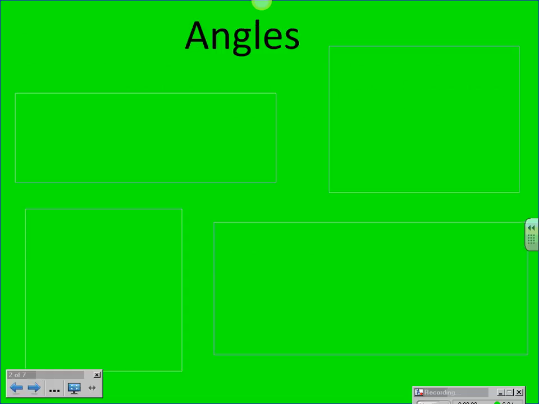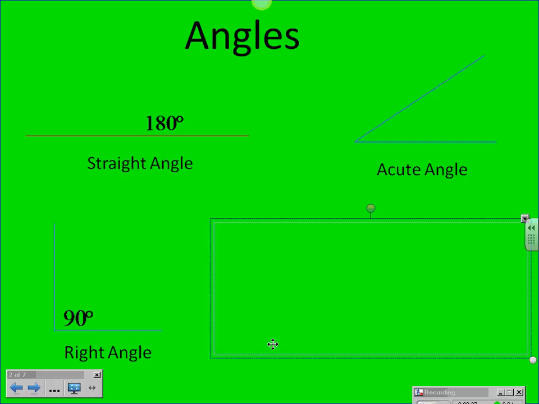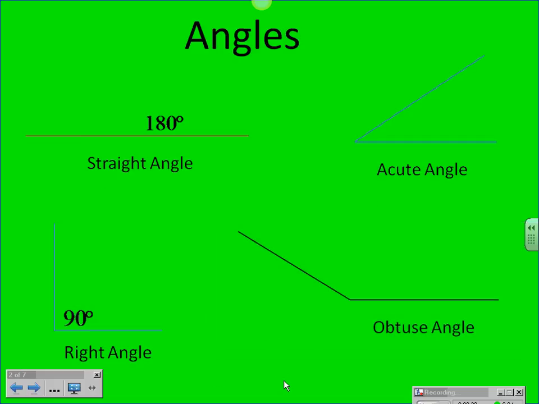Let's start with angles. A straight angle is 180 degrees. An acute angle is an angle that is less than 90 degrees. A right angle is 90 degrees. An obtuse angle is larger than 90 degrees, but less than 180 degrees.